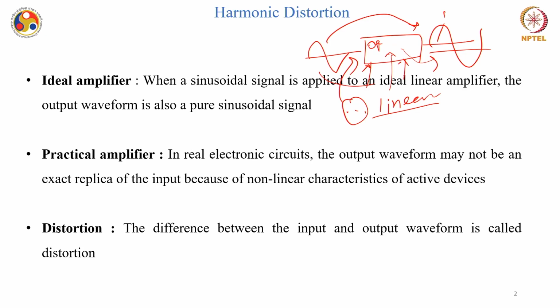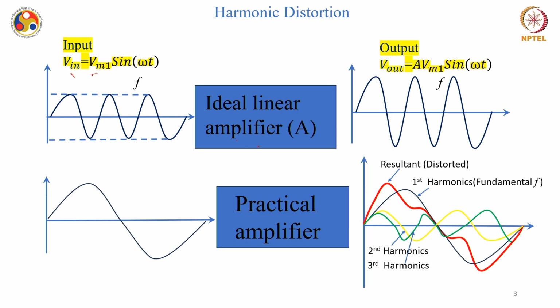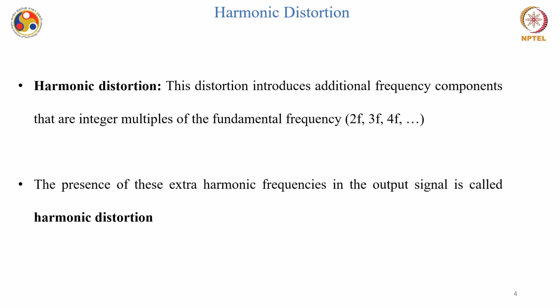The difference between the input and output waveform in such a case is called distortion. If I have an ideal amplifier, the input is say Vm1 sin omega t, and the output will be the input multiplied by a certain gain. However, in the practical amplifier, you have the fundamental frequency f, and along with this the signal is distorted and has several other harmonics like second harmonic, third harmonic and so on. The distortion introduces additional frequency components that are integer multiples of the fundamental frequency, which is known as harmonic distortion.